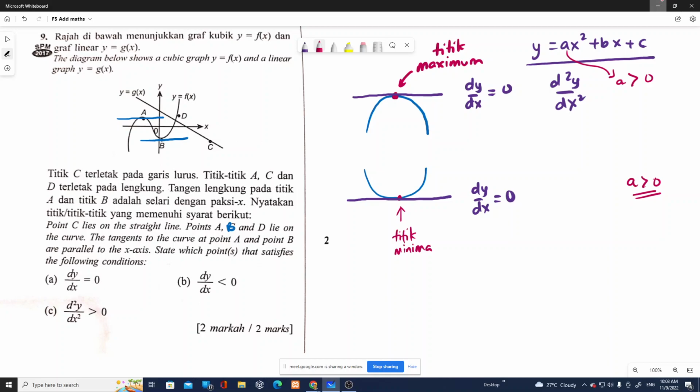So a is actually equivalent to d square y over dx square. So a represents the d square y over dx square. So for the frowning, a should be negative, or your d square y over dx square should be a negative value.